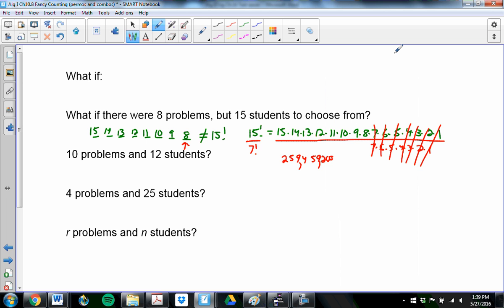And so what if there were 10 problems and 12 students? Well, it's going to start at 12 and keep counting down. But the interesting thing is you'd think it would stop at 2 because 12 minus 10 is 2. You'd think it'd go all the way to 2, but it actually stops at 3. Because you have to count the first student as its own spot.